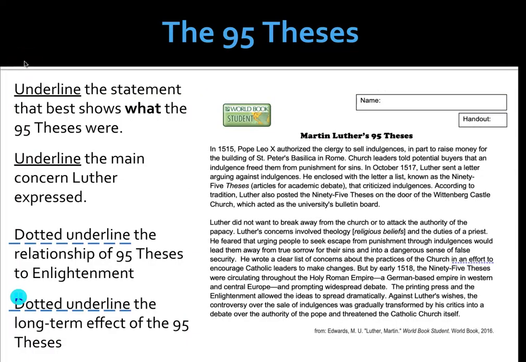Next, annotate your document by doing the tasks on screen. You should underline a few statements. First, the sentence or two that best provides a definition of the 95 Theses. Then, the main concern Luther had that he wanted to express in those writings. Your dotted underlining is looking more at the big picture, how this relates to other events and the long-term effects. Pause the video now to attempt to mark that up.